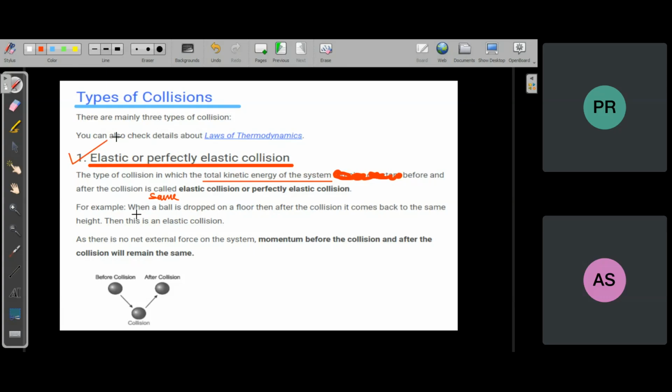So what is elastic collision? It is a type of collision in which the initial kinetic energy of the system becomes equal to the final kinetic energy of the system. Can we say that kinetic energy of the system remains constant in elastic collision?